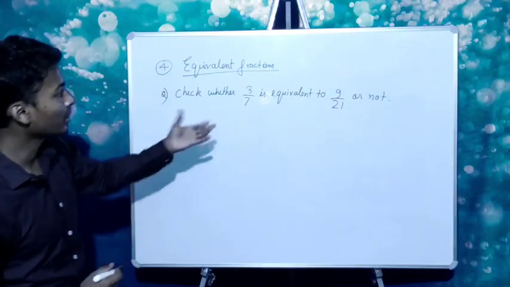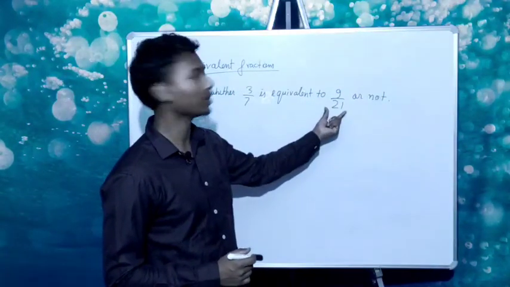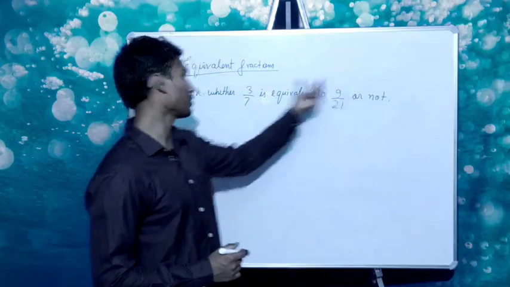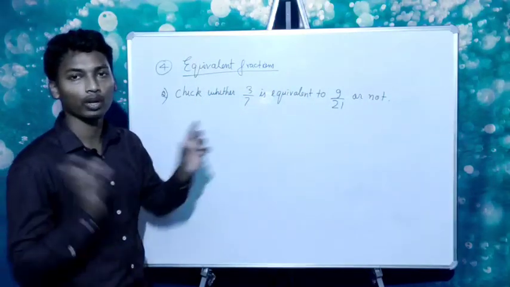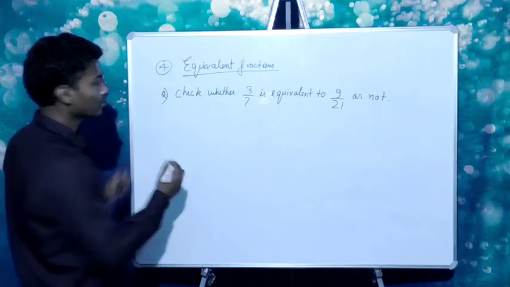So we learned the property that if I multiply the numerator of the first fraction by the denominator of the second fraction and the numerator of the second fraction by the denominator of the first fraction, the product should be the same, should be equal. So let's try it out.